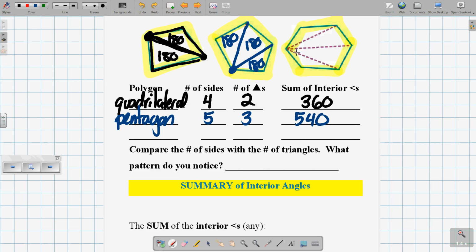This last one, from a single corner, draw the maximum number of triangles. And this is a hexagon. 6 sides. I have 4 triangles.